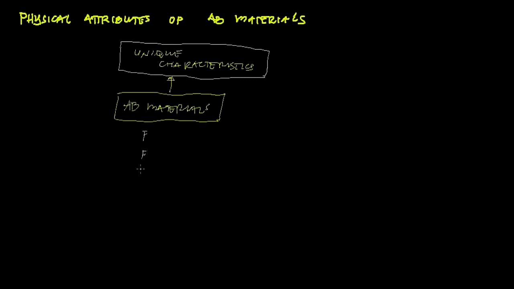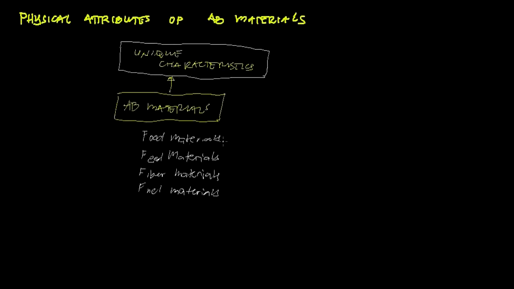Okay, so once again, those AB materials that we are talking about here are the 4F. What are those? Our food materials, our feed materials, our fiber materials, and our fuel materials, right? So these materials have unique characteristics.